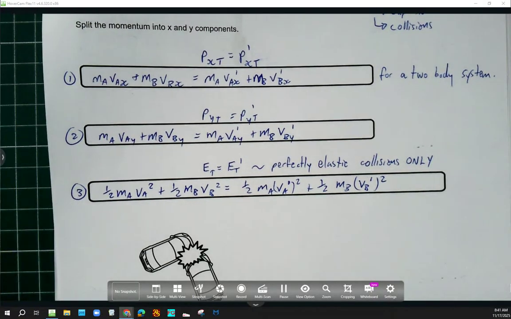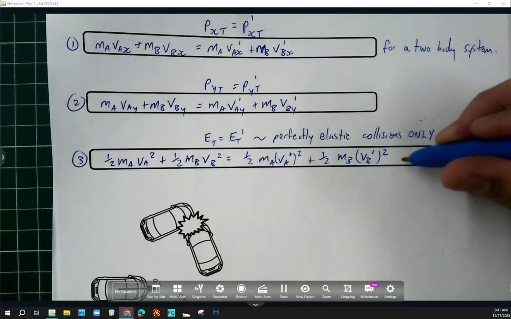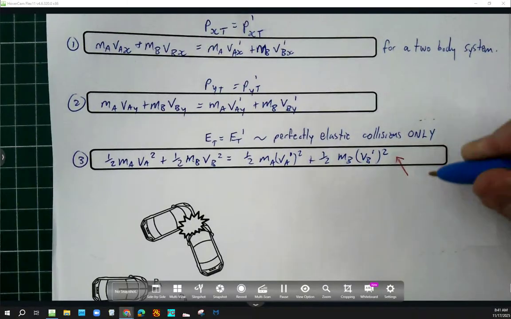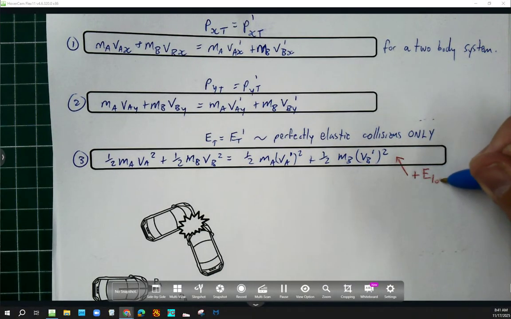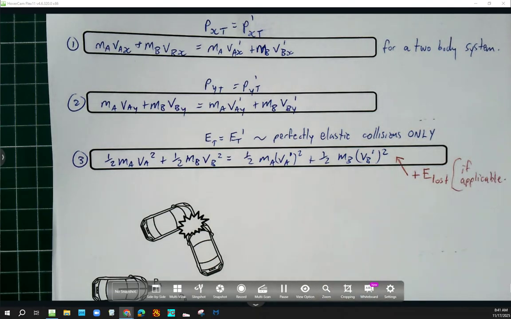And again, I always like to put my primes in brackets so nobody thinks it's to the power of 12, right? I'm going to throw in here, I know that this expression is for when it's elastic, but just so we don't have to keep rewriting things, plus E lost, if applicable. If we're all doing our homework, then we know there are going to be situations where we're losing energy, okay? So I'm going to tack that on there rather than writing out an extra fourth equation. Okay.